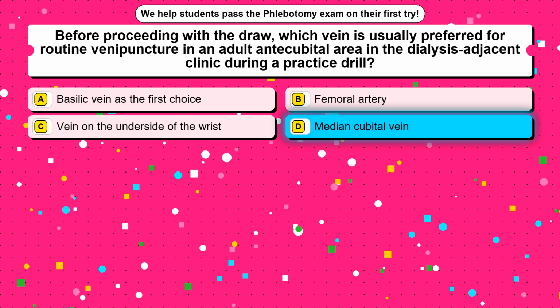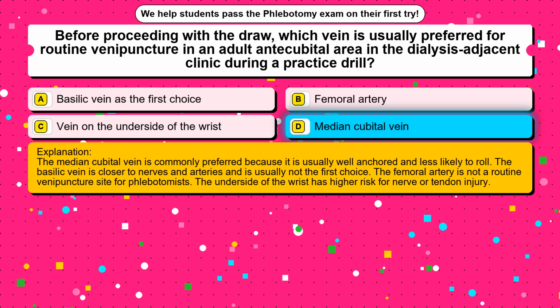The correct answer is option D. Median cubital vein. The median cubital vein is commonly preferred because it is usually well anchored and less likely to roll. The basilic vein is closer to nerves and arteries and is usually not the first choice. The femoral artery is not a routine venipuncture site for phlebotomists. The underside of the wrist has higher risk for nerve or tendon injury.